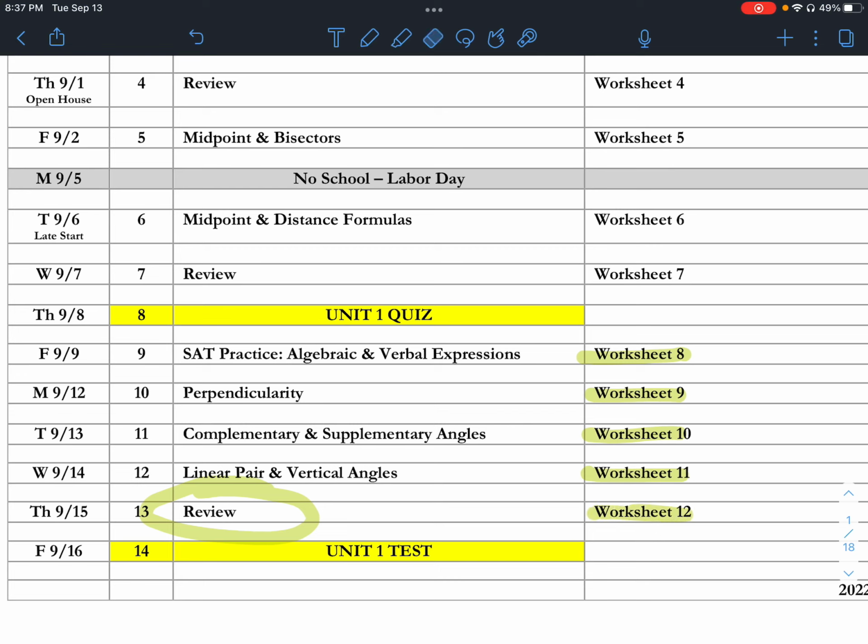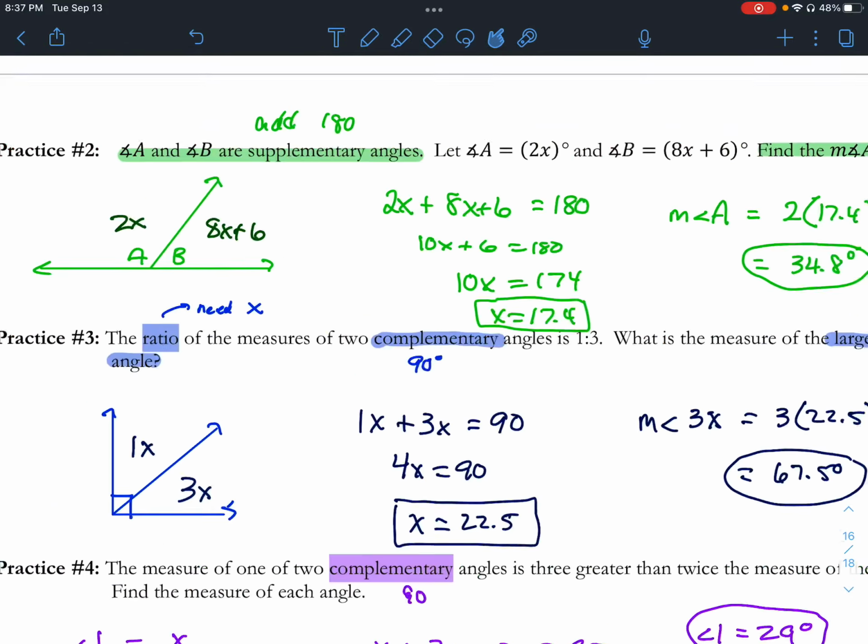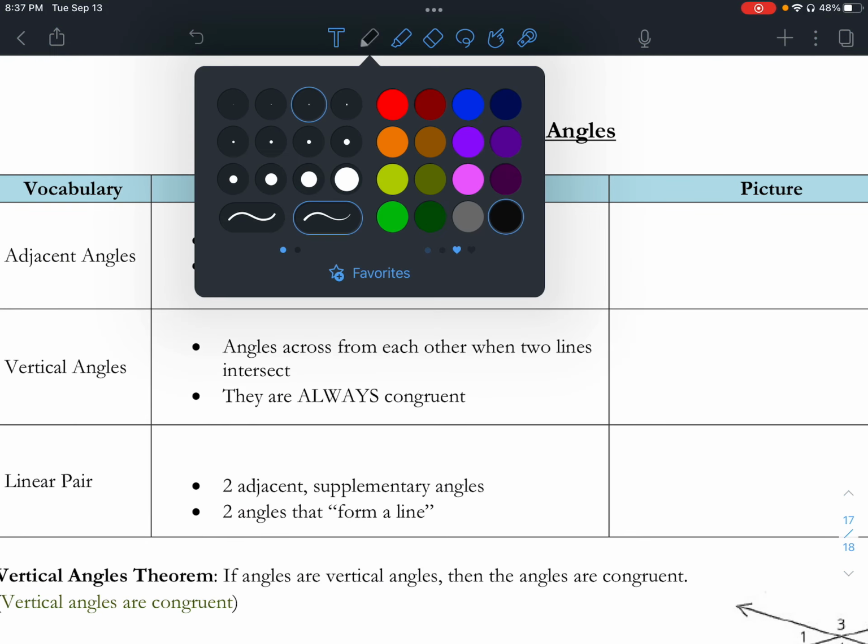I will probably lighten the load a little bit that day as well, just to make it a little more fair for you. But I'll make sure that I really hit home on a lot of the things that you will probably see on the assessment, or something similar in that manner. Today we do have linear pair and vertical angle notes. I believe these are on page 17. So let's go ahead and cruise through these real quick.